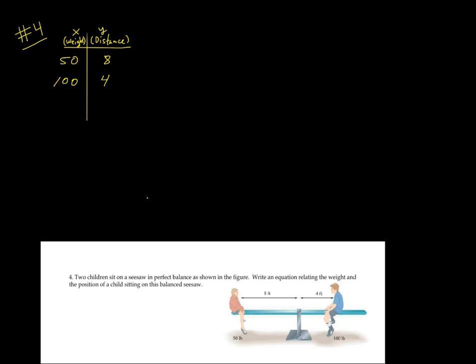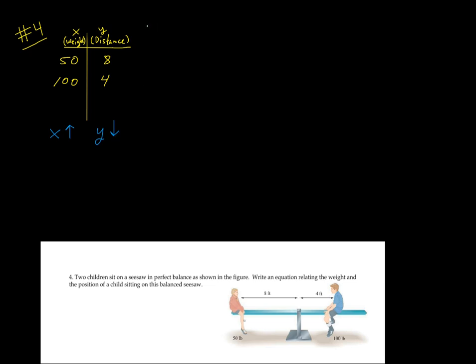Okay, so up here I've just labeled the weight of the kids as x and the distance they're sitting from the fulcrum as y. And like what we saw in question number 3, here we notice that as the weight is increasing, their distance from the fulcrum to maintain perfect balance is going to go down. Okay, so this is suggesting inverse variation.